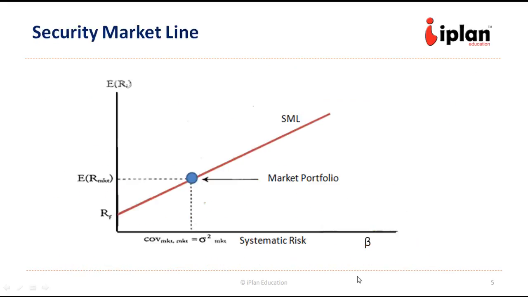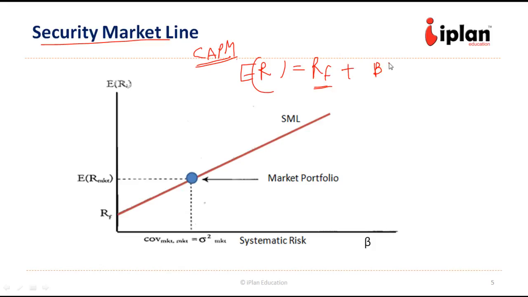The security market line is based on the capital asset pricing model. Again the same formula. So we can write it again: ER equals risk-free rate plus beta into RM minus RF. As we see, this is an equation of a straight line.